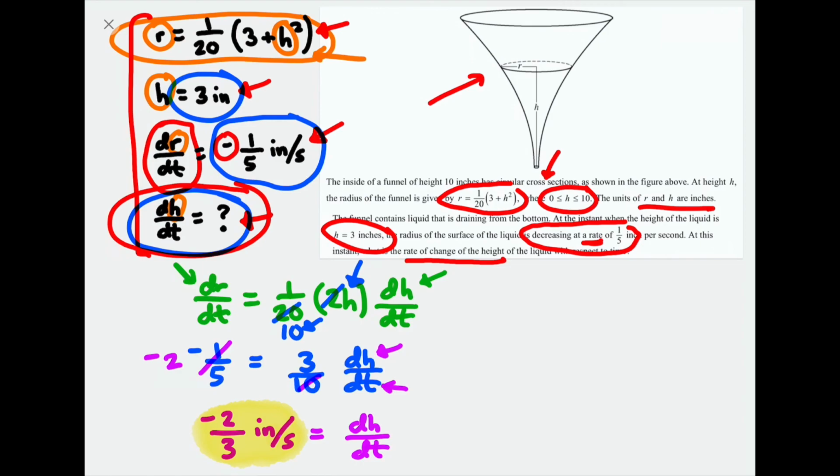Now this problem is very involved. It's really easy to get intimidated by it, but if you just break it down, write down what's given, try to find that related equation, do the implicit differentiation with respect to time, the problem does get a little bit easier. So if you have any questions about anything in this video, let me know.